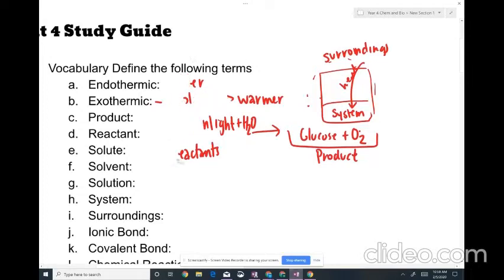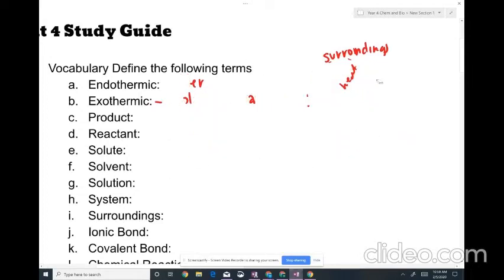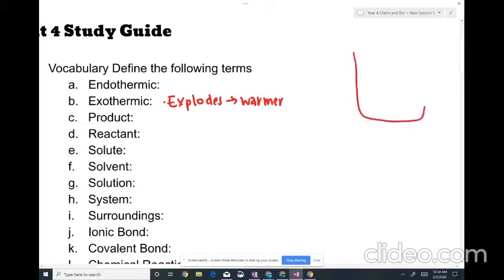Okay, so there are a few things that are happening here. First and foremost, we have exothermic and endothermic. In exo, you have to think of the fact that it's going to explode and that it gets warmer. So I have something on here, and this is my system. That's where my reaction is taking place. All around it, that's my surroundings.